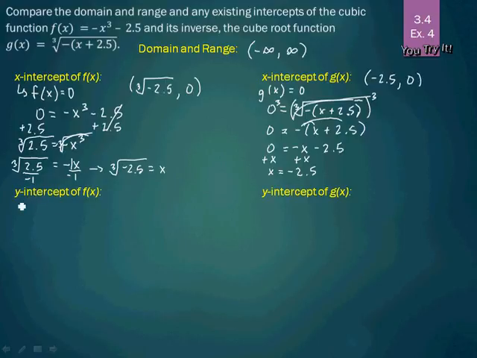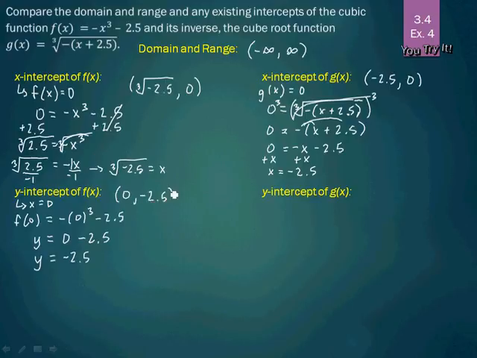Okay, so now let's do the y-intercept of f(x). With the y-intercept, we know x is equal to 0. So we can just plug in f(0). So we have -0³ - 2.5. Well, 0 to the third is just 0, so negative 0 is just 0. So we have 0 - 2.5 = y. So then we have negative 2.5 equals y. Let's put that in our ordered pair: (0, -2.5).